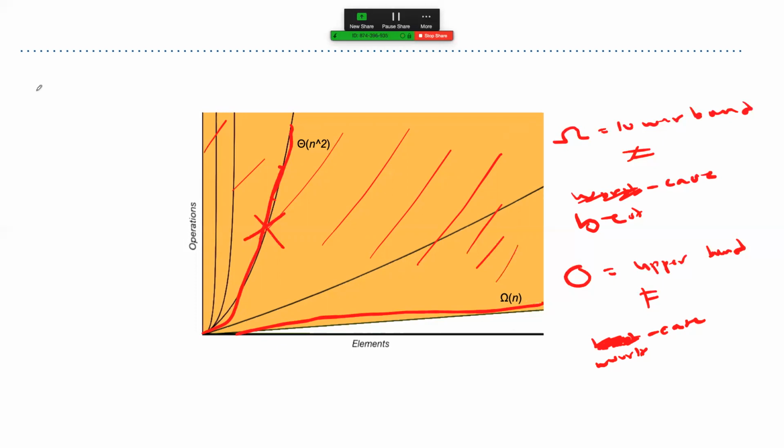Sorry. Based on the case, either best case or worst case, we can determine its O, omega, and theta. And also based on its best case, we can also determine its O, omega, and theta. And yeah.